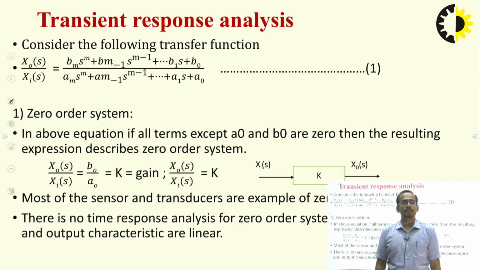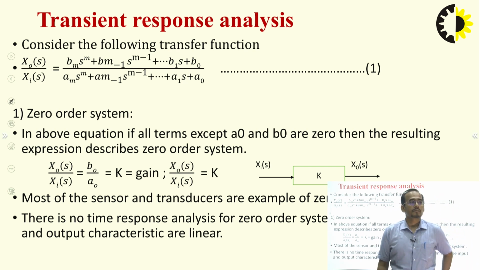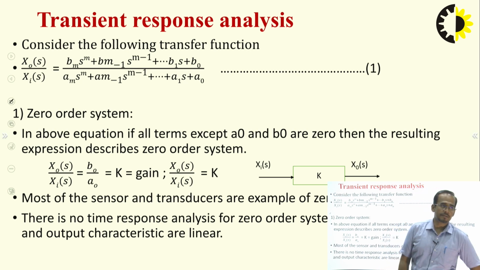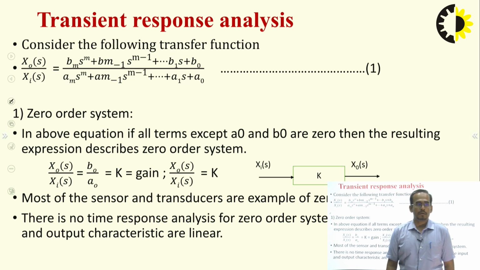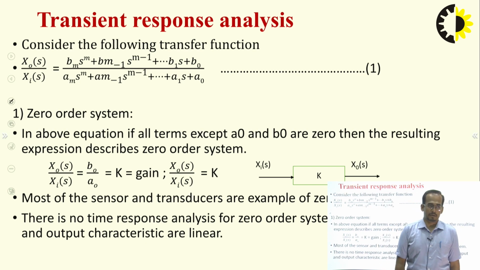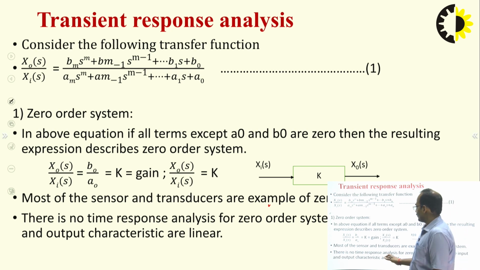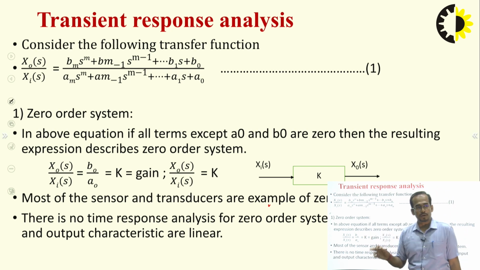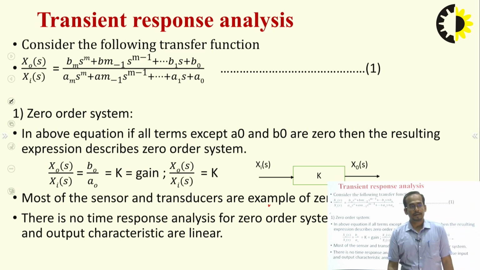Now, coming to the transient response analysis. Consider this system, with the following transfer function: X naught(s) upon Xi(s) is equal to this. So, what will be the zero order system? When X naught(s) upon Xi(s) is equal to b naught by a naught. This zero order system is used in most of the sensors and transducers, and there is no time response of this zero order system because the input and output characteristics are linear.